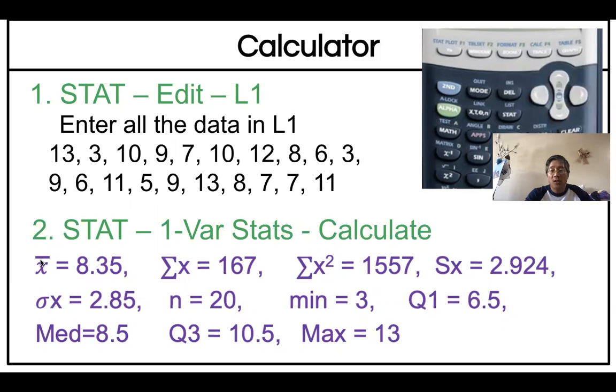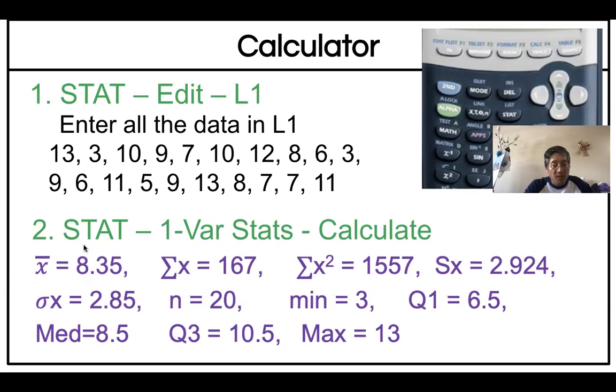X bar is the mean, what we call the average. Sigma x, this symbol, means the sum of all the values, the total. So you add all these numbers, and what do you get? 167. You don't need to add them one by one on the calculator. You get 167 when you add them all.